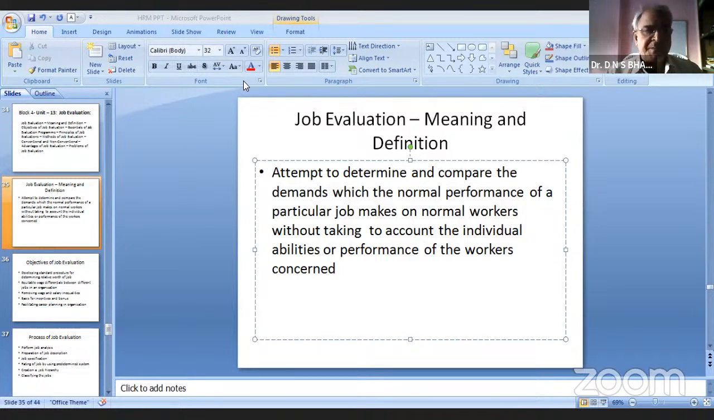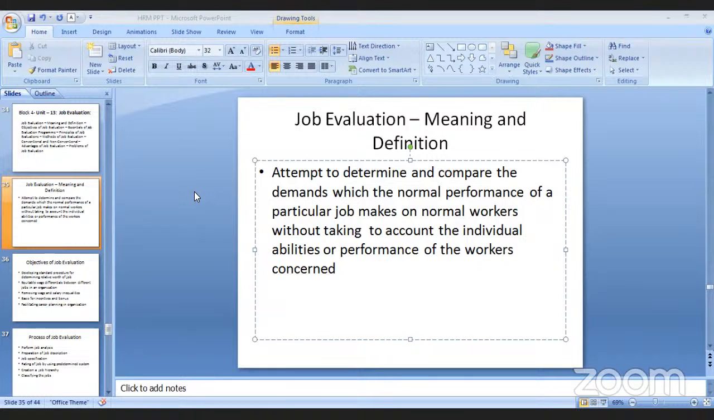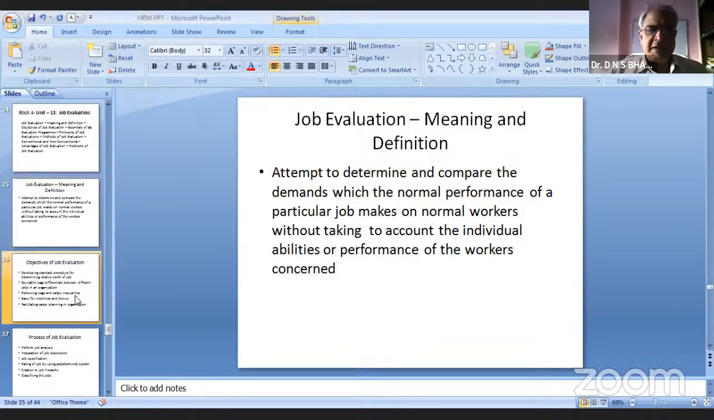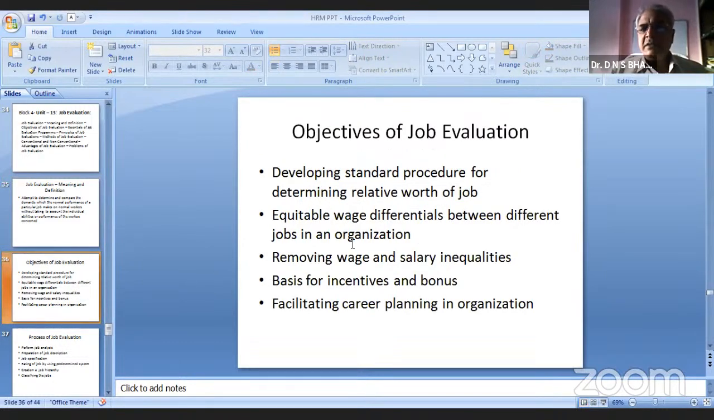Next, what are the objectives of job evaluation? Just now we are discussing that. So develop the job standards, first of all. Developing the standard procedure for determining the relative worth of the job. So when can we say that a particular job is perfectly done.